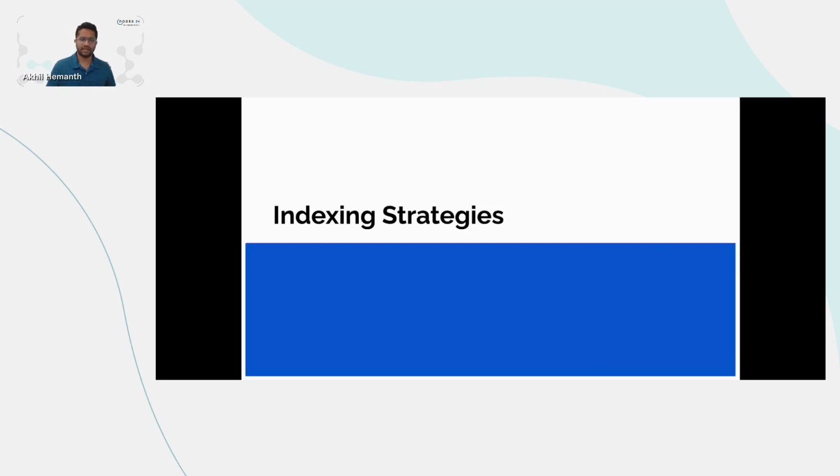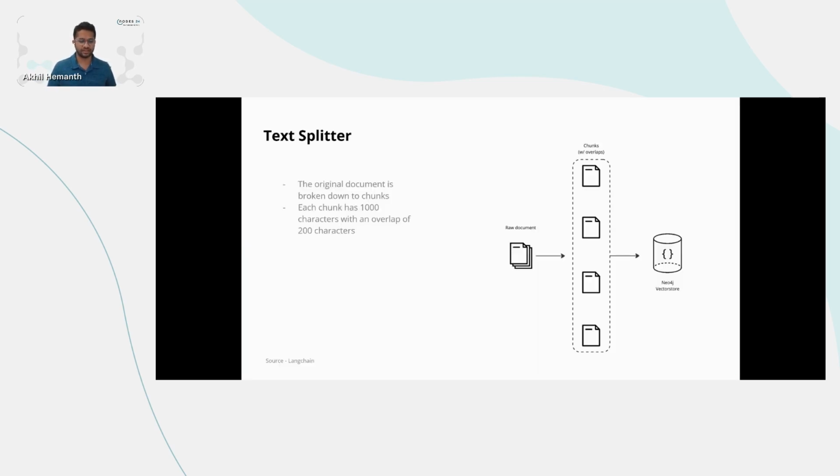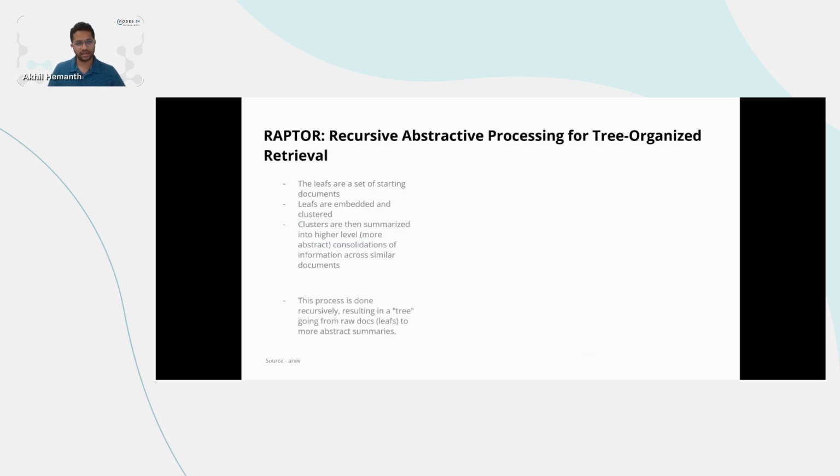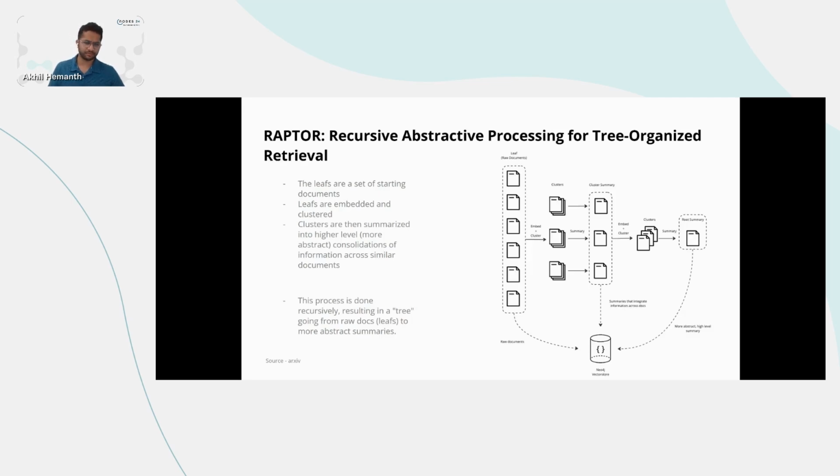For indexing strategies, I use three different types of strategies. The first one is the most basic one that you all know about, which is the text splitter. Basically dividing the document into chunks with 1,000 characters and a split of 200 overlap and saving that in the Neo4j vector database. The second strategy that I use is a Raptor technique, wherein the documents are divided into chunks, which are saved in the database.